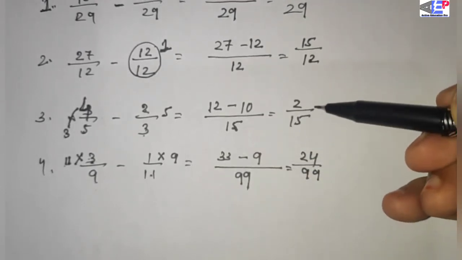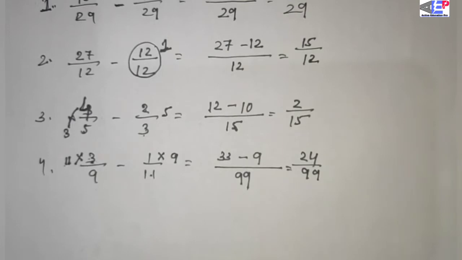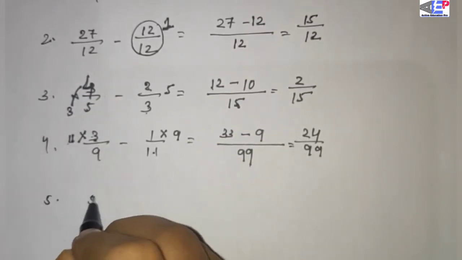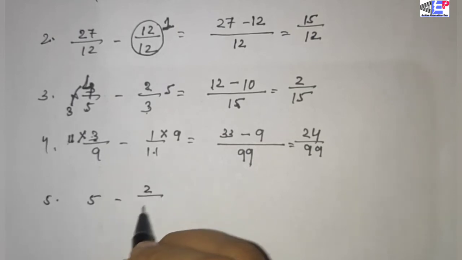So question number 3 and question number 4 are another case, subtraction of unlike fractions. Question number 1 and 2 are subtraction of like fractions, and question number 3 and 4 are subtraction of unlike fractions. Then the next example is about whole numbers. Suppose this is 5 minus 2 by 5.